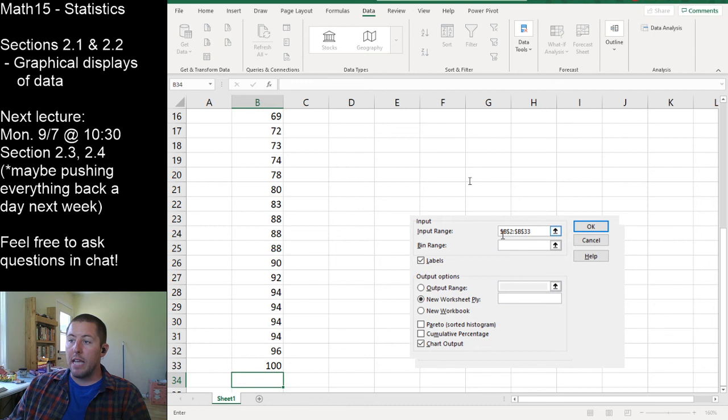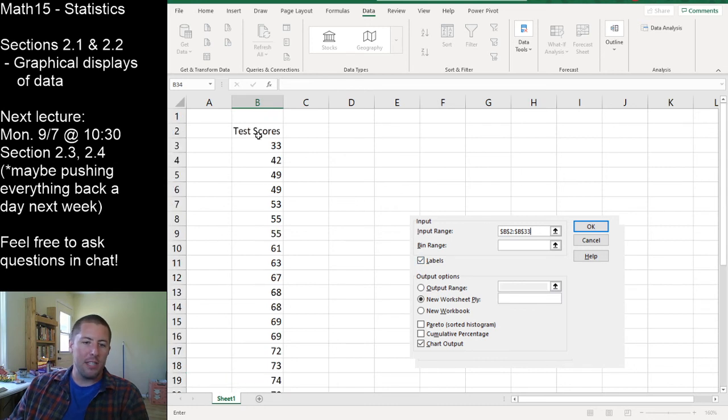Now it's got that data range sitting right here. I'm going to skip the bin range. I'm going to tell it nothing and let it give me the default bin ranges that it picks. Here, I have Labels clicked because I included Test Scores as a label for this column. If you don't have a name up there as a column header, then you don't want to click Labels. The only thing to be careful with is you need to tell it, for both your input range and the bin range, whether there were labels or not. If there's a label selected on your data, there should also be a label selected on your bin range. You can't really mix and match. It's got one option for this: did you have a label for that column or no?